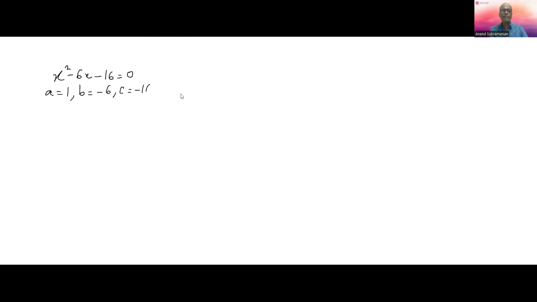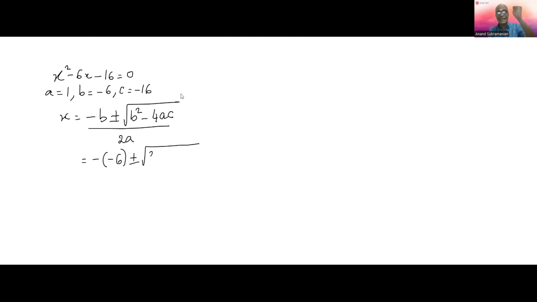So now we are going to plug in the values. That's it. So negative b plus or minus square root of b squared minus 4ac by 2a. Just plug in the values. So negative b, negative of negative 6, yes, because it's a negative, plus or minus square root of what? Square root of negative 6 the whole square is 36 minus 4 times 1 times negative 16. Right? So it becomes a plus because negative times negative is plus.